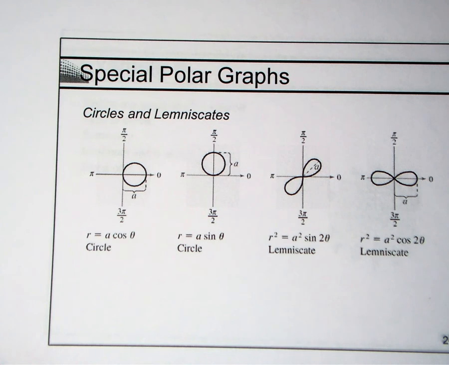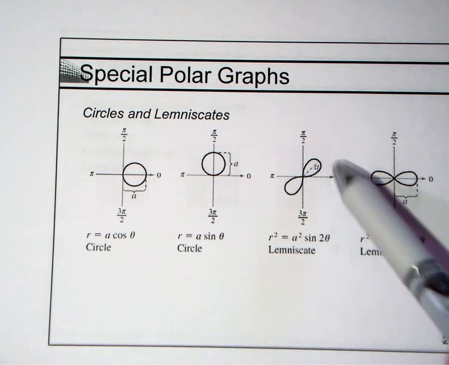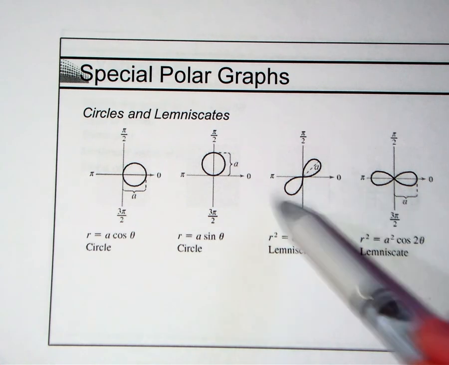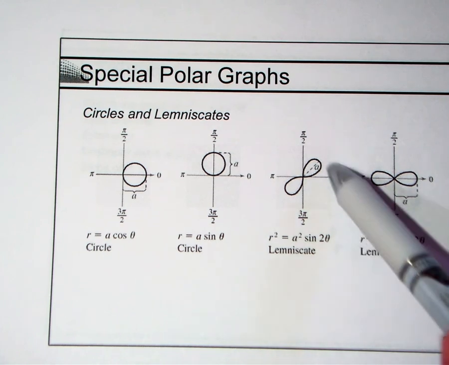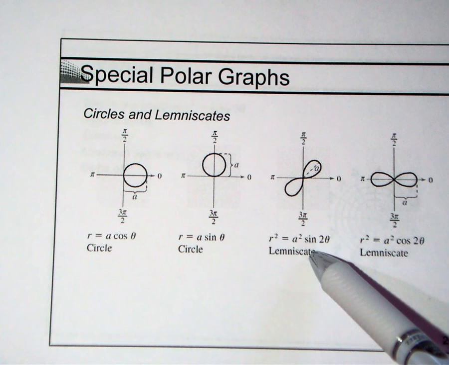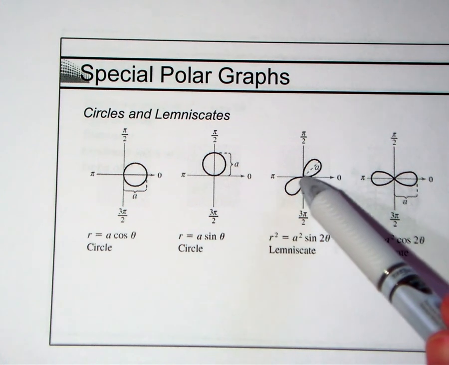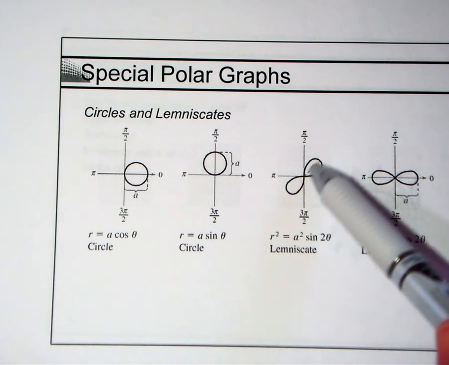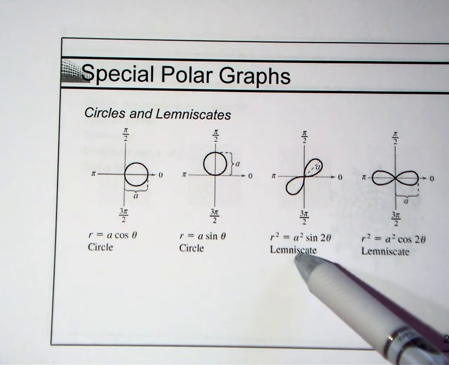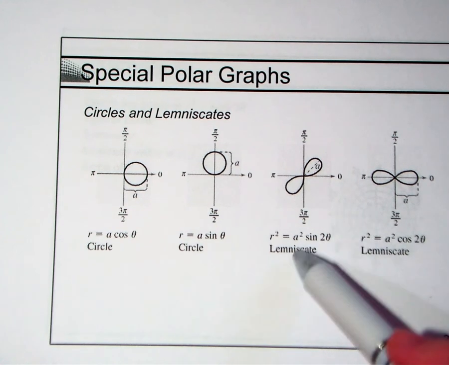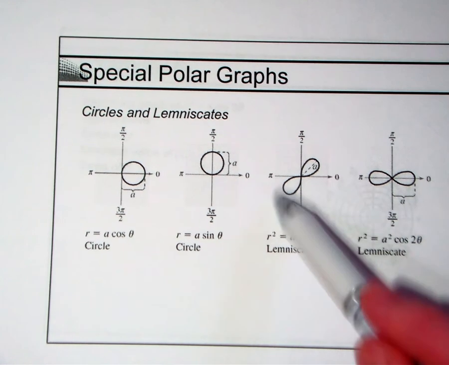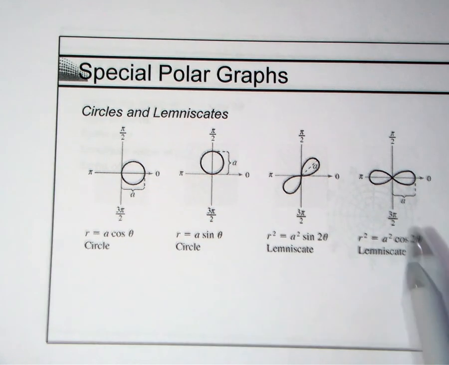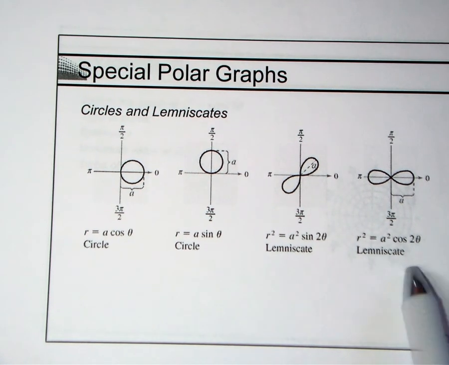A lemniscate, or kind of like a figure 8 or an infinity sign. It's r squared equals a squared sine of 2 theta, and it's going to be tipped diagonally if it's a sine one. The r value at the maximum is going to be your a. So if this was 4, that would have been 2 squared, so this would be a 2, and that would be a 2. And then you just do your figure 8.